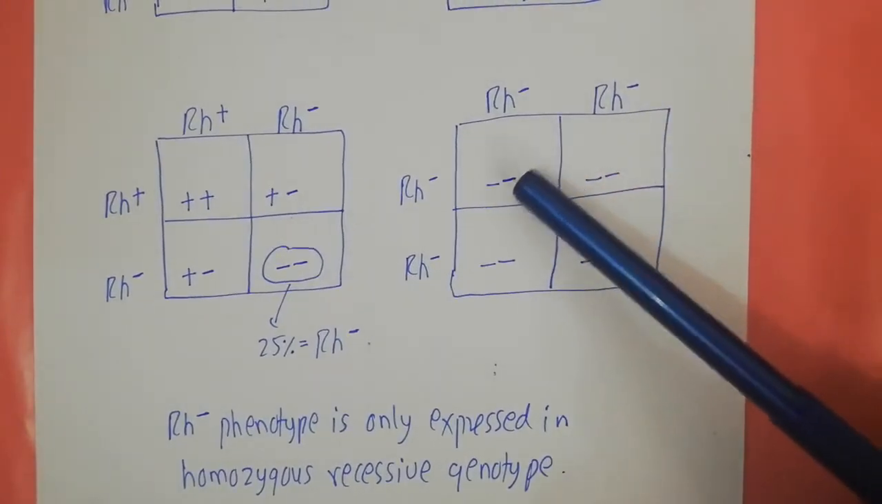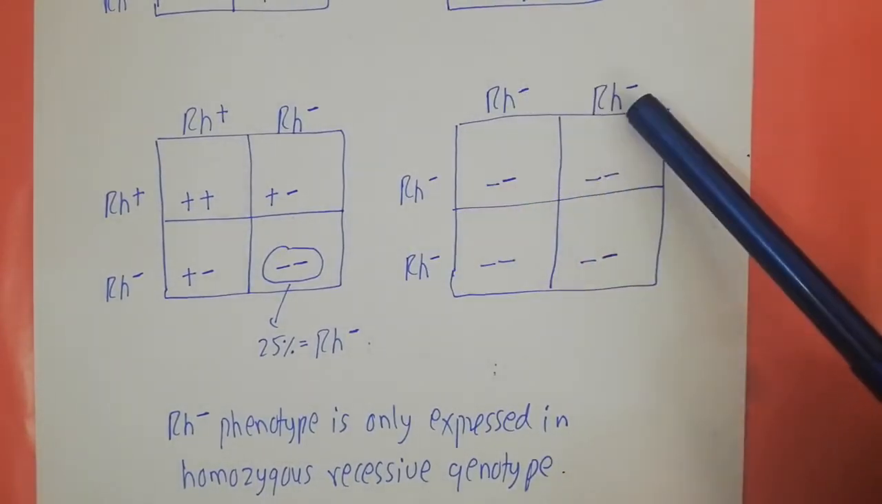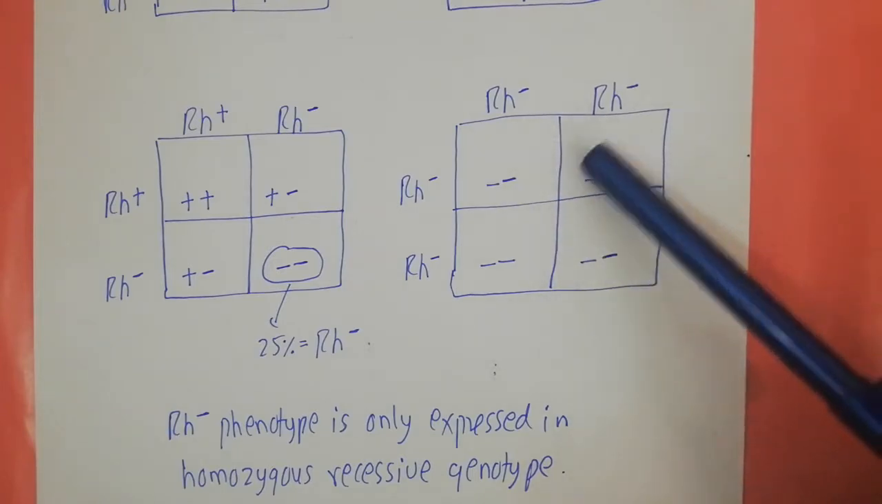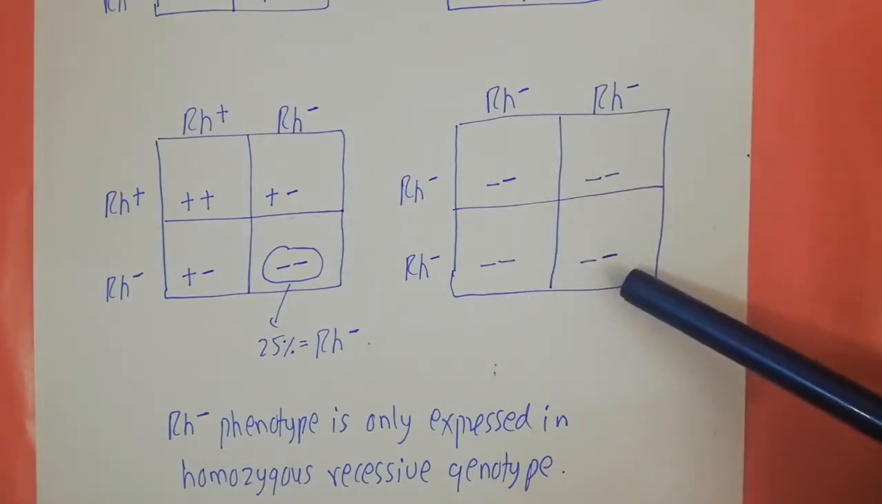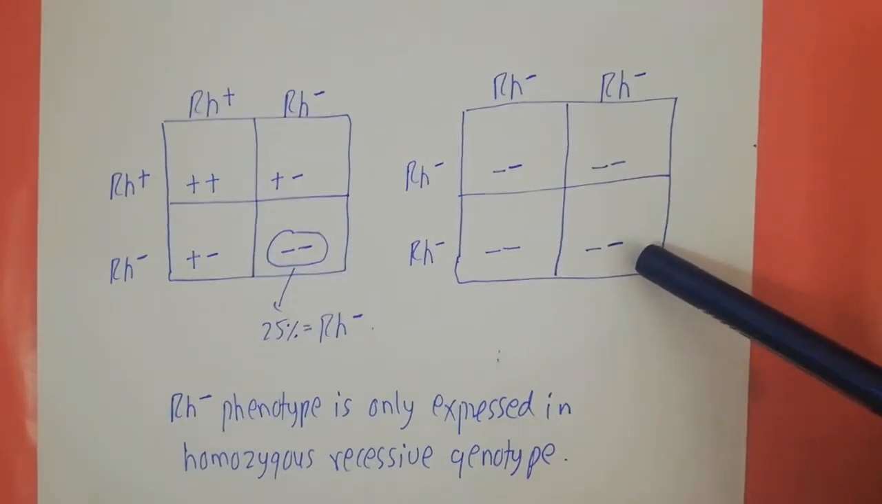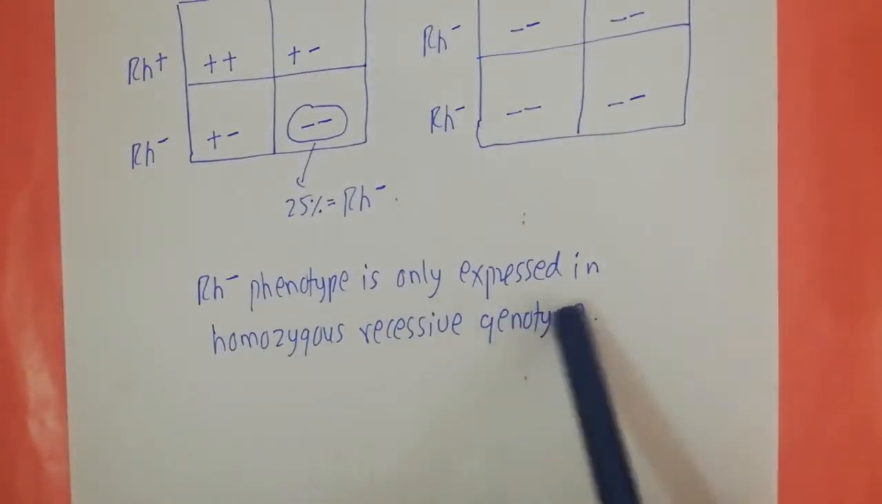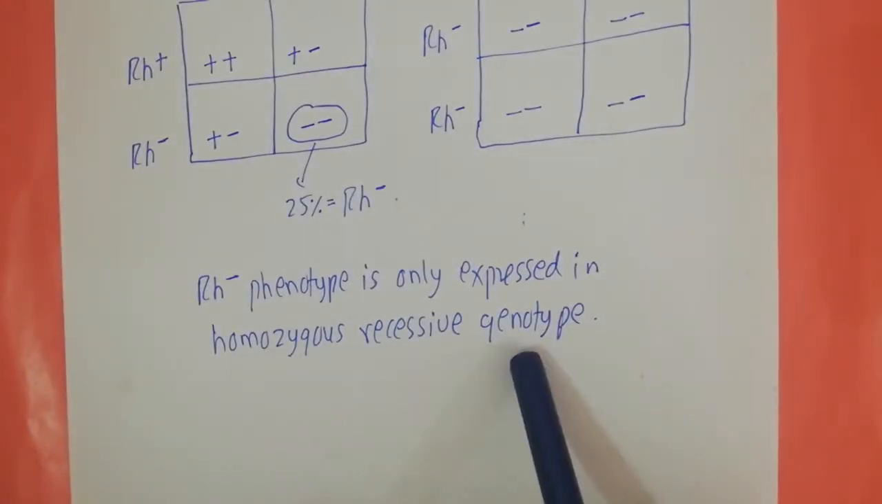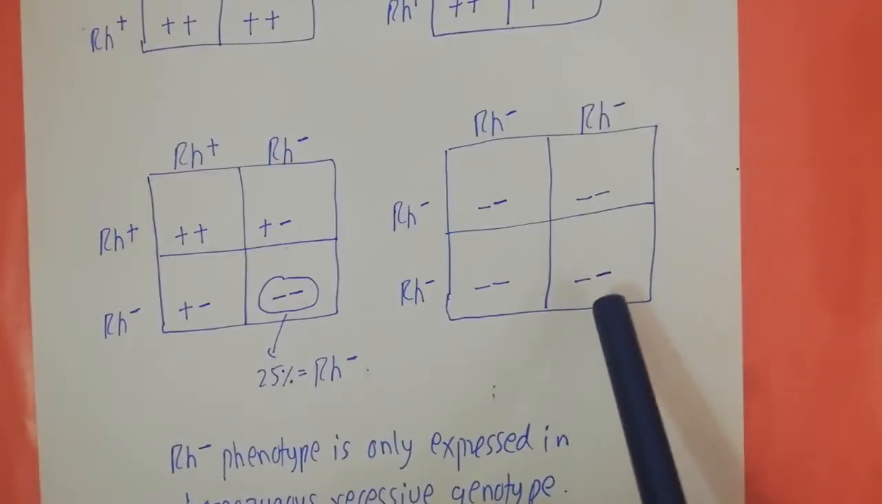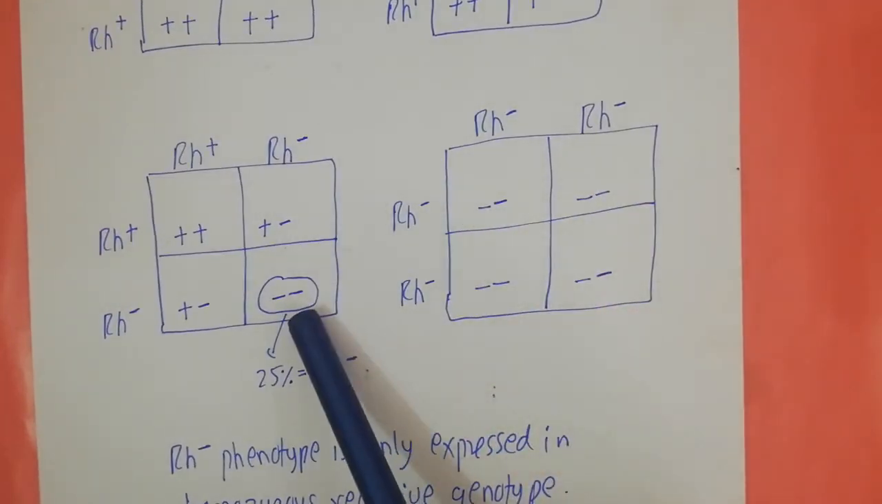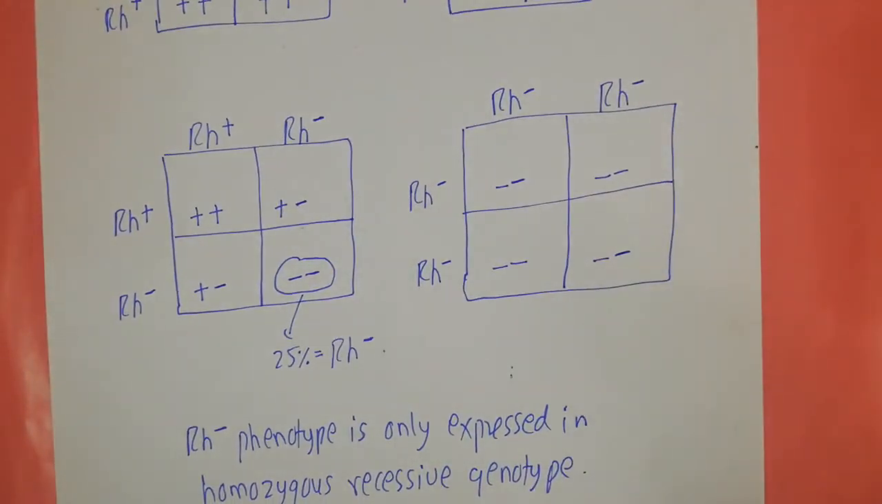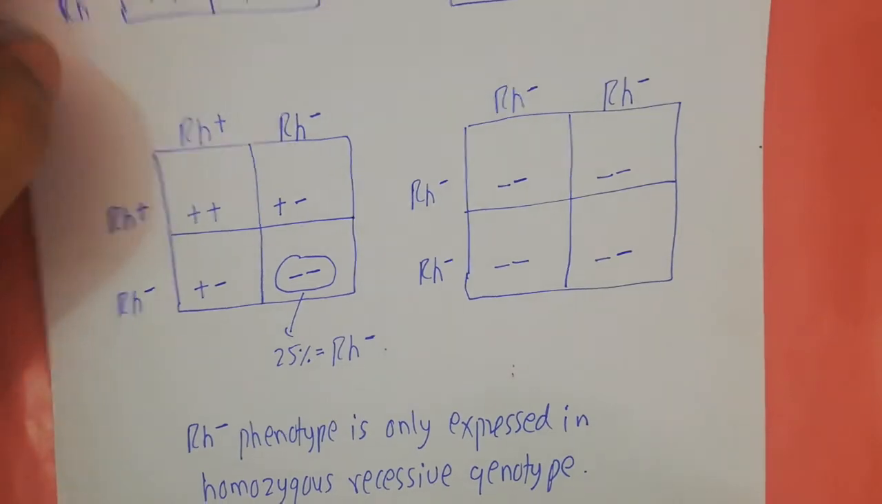If you talk about the Rh negative one, if both of the parents are Rh negative, of course all of the offspring that will be produced will have an Rh negative phenotype. So the Rh negative phenotype is only expressed in the homozygous recessive genotype. Like you can see in this particular case and in this particular case, when both of the alleles are Rh negative, the phenotype will be the negative one.